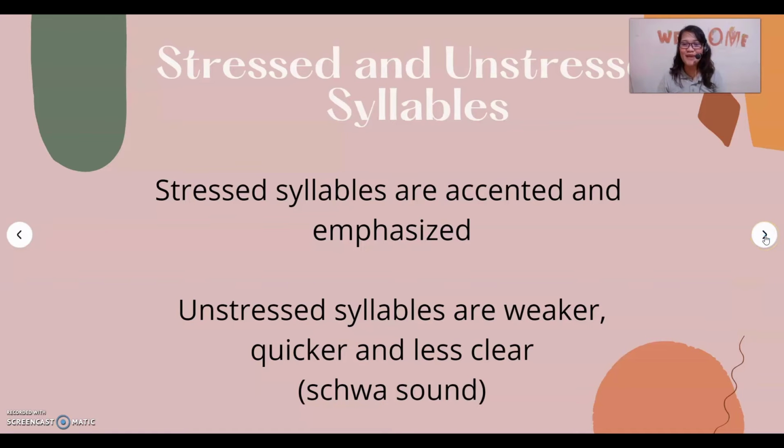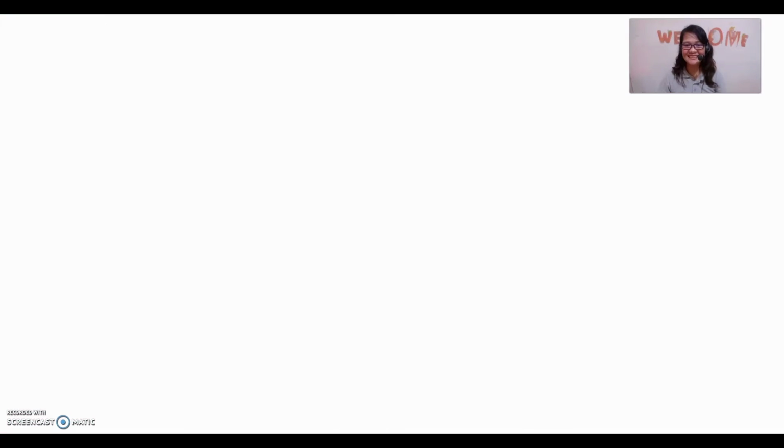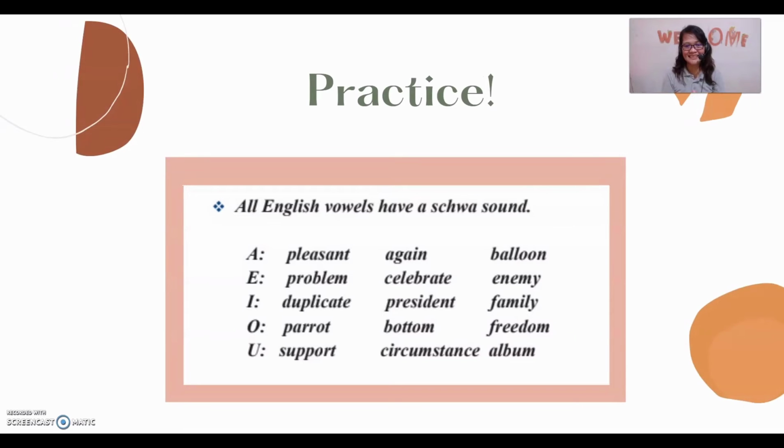Okay guys, so let's practice some words. Pleasant. So the stress is on the first syllable. Pleasant, pleasant. And this is the schwa sound. Pleasant.